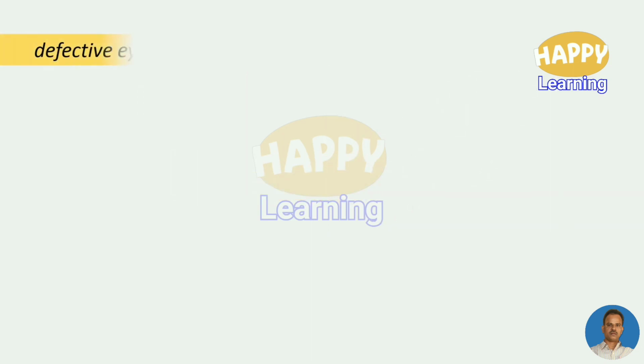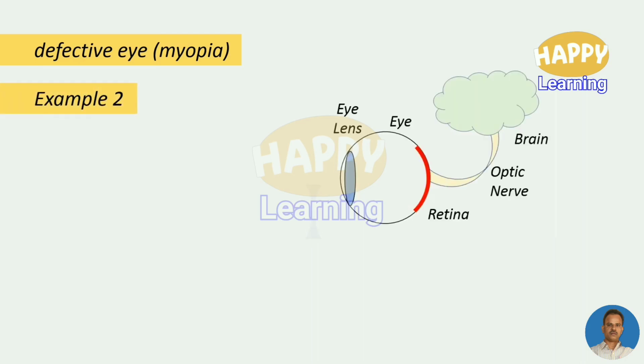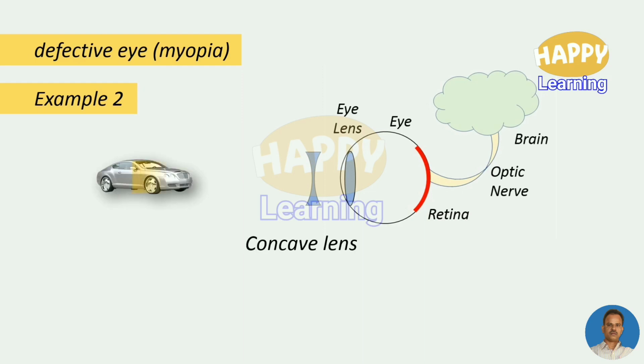Let us go for another example. This is a defective eye having a myopia problem. A concave lens is introduced in front of the eye. The rays are first diverged by the concave lens and then converged by the eye lens, giving a clear image on the retina, and the brain reads a clear image.